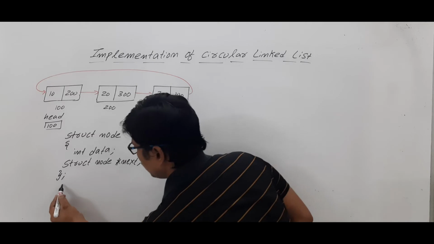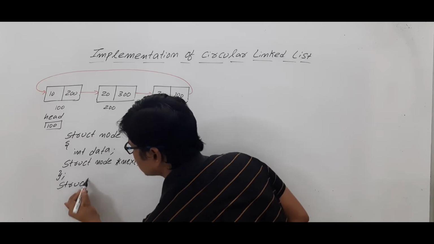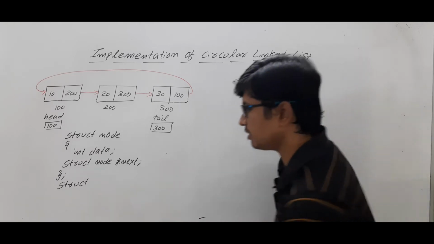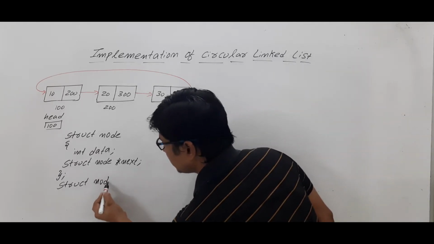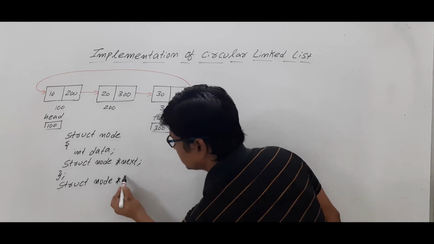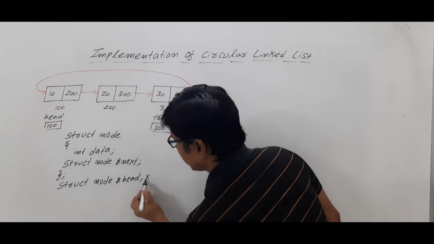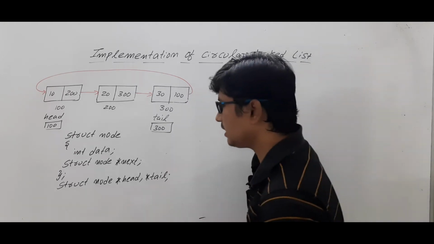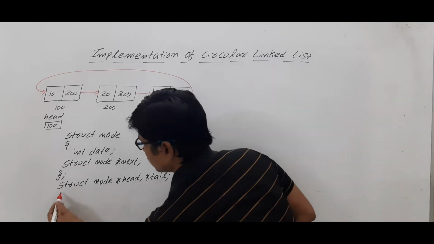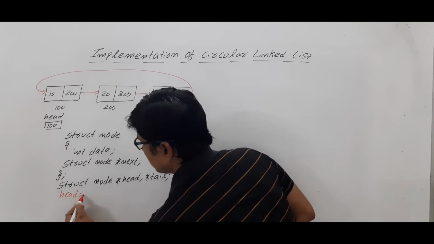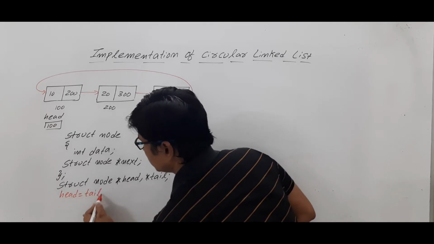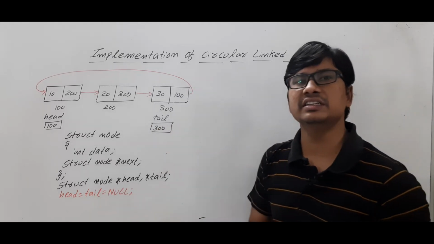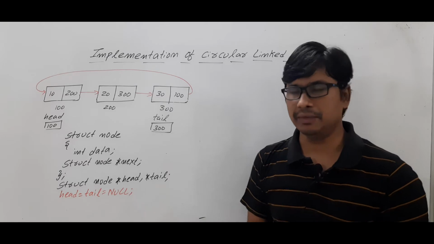Now once we define a structure, memory will not be allocated. Once we declare the variables, then only memory will be allocated. So I am declaring two pointers of struct node type. One is head and another one is tail. Initially I am making head and tail equal to null. So head is equal to null or head is equal to tail is equal to null. If head and tail are null, then you can say that circular linked list is empty. Am I right or wrong?